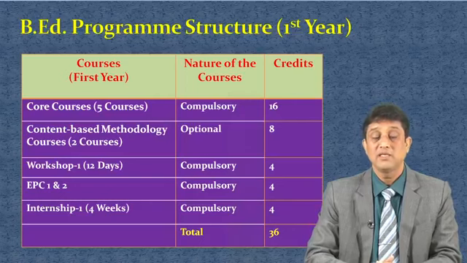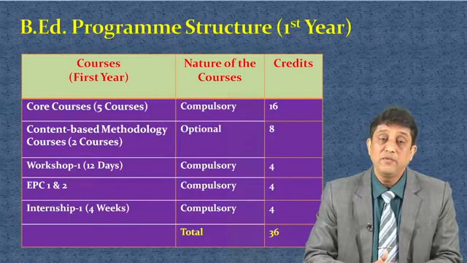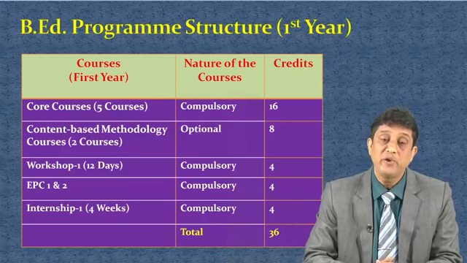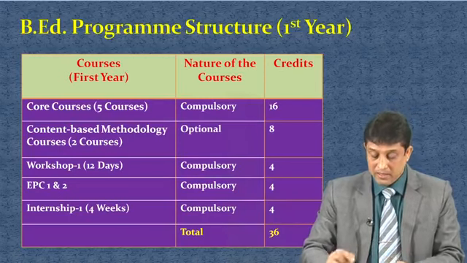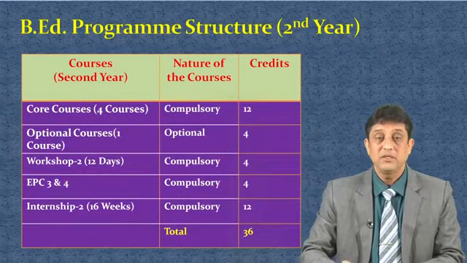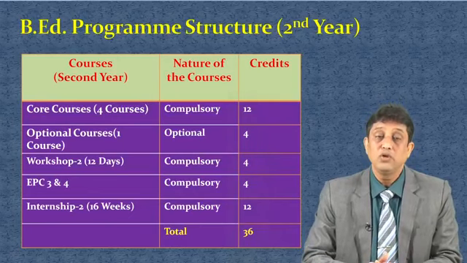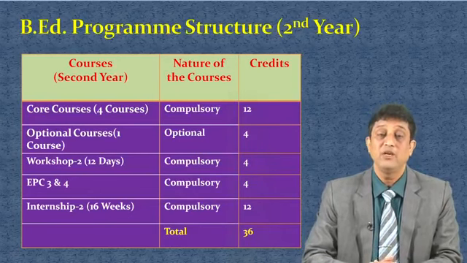So, total 36 credits they have to study in the first year of this program from 5 different components of the courses. Then let us go forward to discuss what the different course components are in the second year of this program.